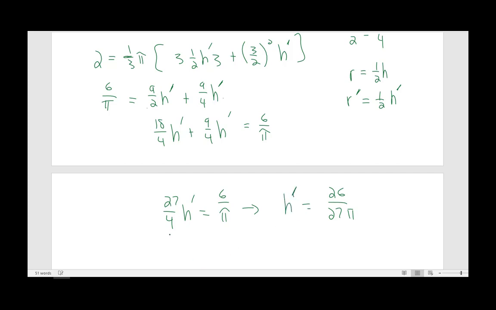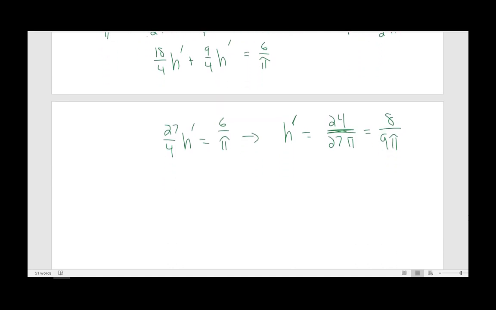And I wrote that wrong. 4 times 6 is 24. And then divided by 27 pi. So let's see, we could reduce that. 3 goes into 24 8 times, 3 goes into 27 9 times, and there's my h prime. And again, this is going to be meters per minute. Right? So I have h prime being 8 over 9 pi meters per minute. And then we could plug that into our calculator to get a decimal value for that. And we get about 0.28 meters per minute.